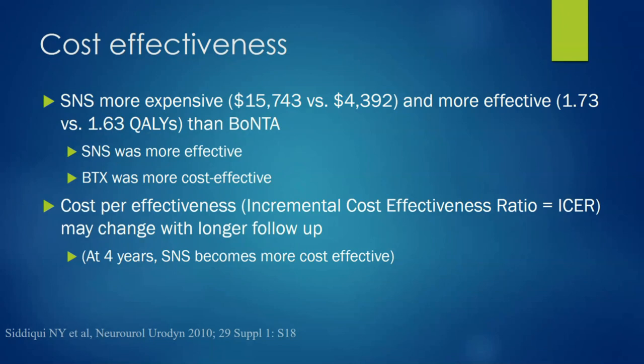So cost effectiveness, suffice it to say, upfront sacral neuromodulation is more expensive than Botox, for instance, but at 4 years or so, if somebody's getting Botox every 6 months, it catches up.